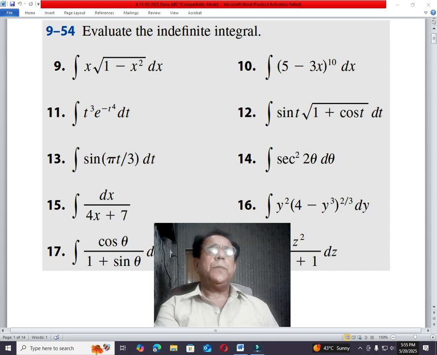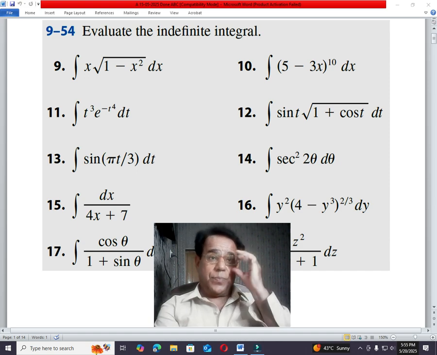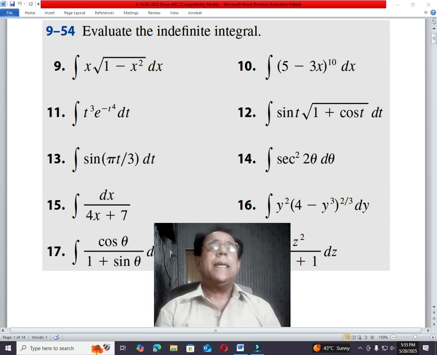The statement for these problems is combined, that is, evaluate the indefinite integral. Then the remaining statement is different for every problem. So it is not necessary to state every problem at this initial stage. When we solve a problem, then we will state its statement also.